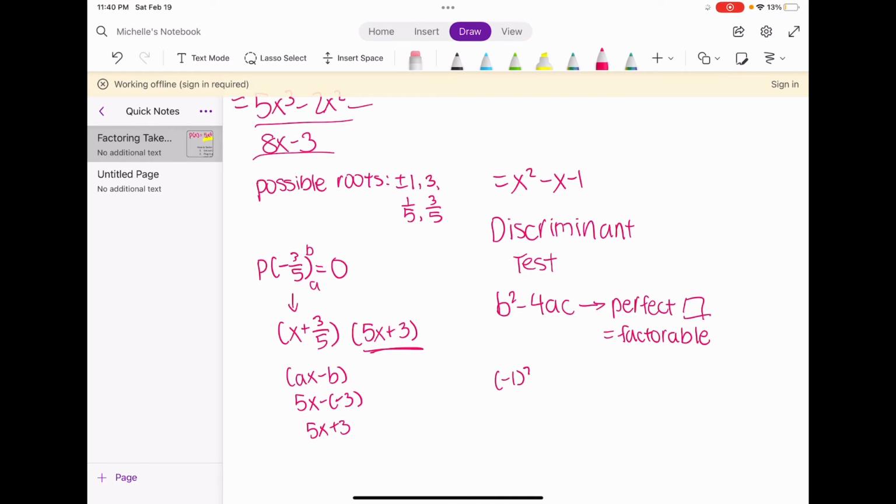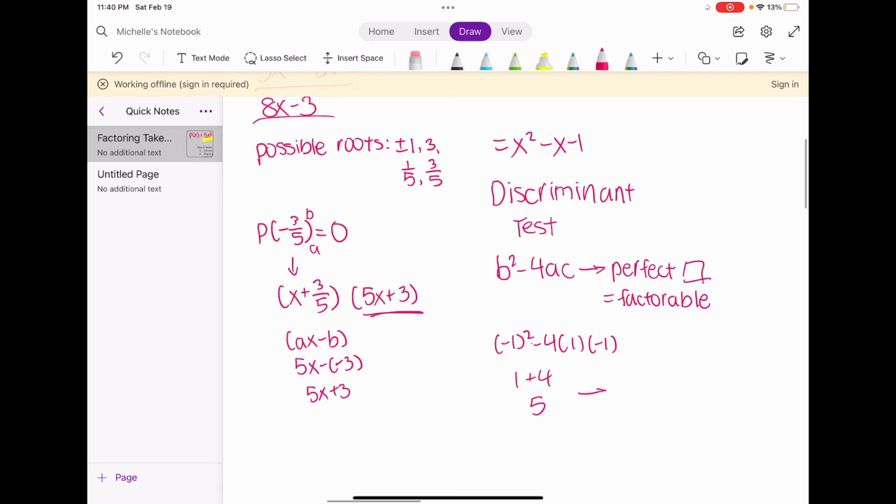So -1 squared minus 4, a is 1, c is -1, that ends up being +1. -4 times -1, +4, ends up being 5. 5 is not a perfect square, so we know that x squared minus x minus 1 cannot be factored. But since this discriminant is still positive, we know that this quadratic does have 2 real roots, even though they might not be integer roots.